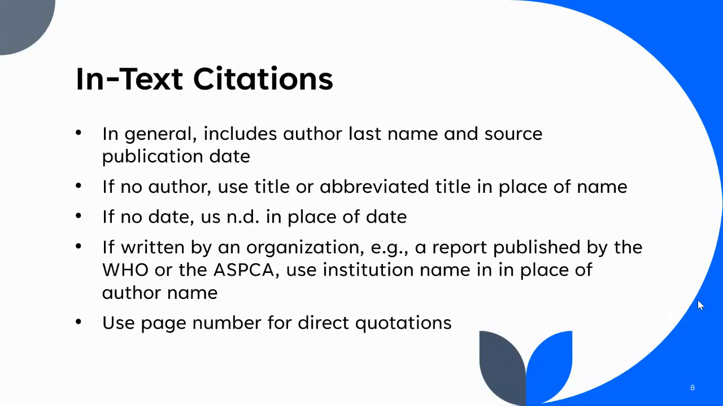In that case, if it's published by the World Health Organization or the ASPCA, you would use the organization name. If it has a very common acronym, you can just specify what that acronym is one time, say World Health Organization or WHO, and then use it from there on out. But otherwise, if there's truly no author, you would just use the abbreviated title. If there's no date, you'd use ND in place of date. That might be true of some online sources like websites, blogs, things like that.